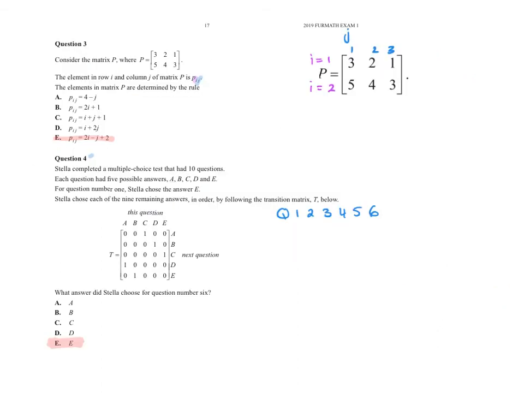Okay, so with these ones where they're talking about the element in row I and column J, when they want to talk about the row number, they're talking about I. So if I is 1, the number is in row 1. If I is 2, the number you're wanting to go for is in row 2. And then J is indicating the column. With these ones, unfortunately, you've just got trial and error.